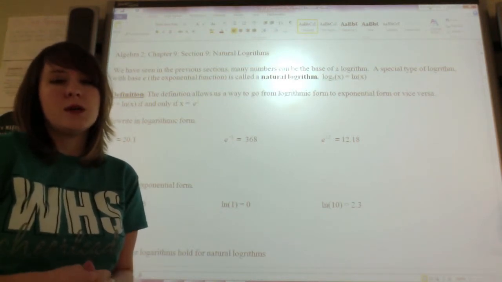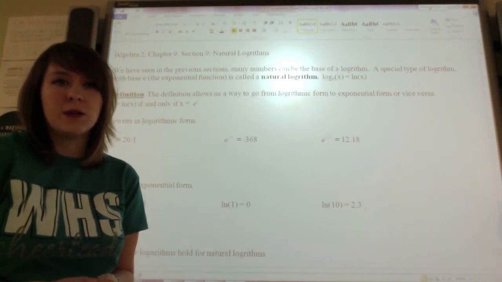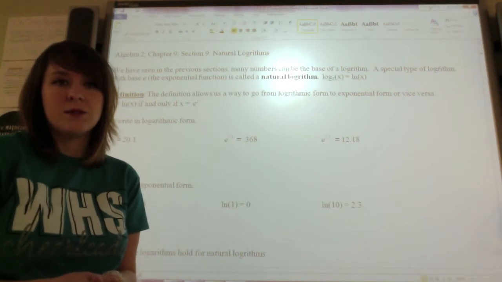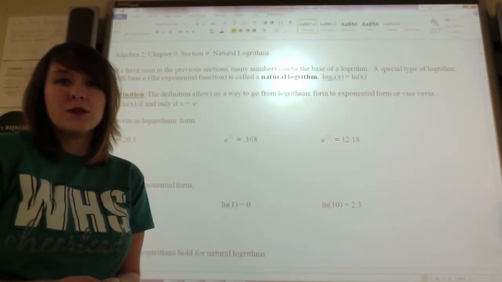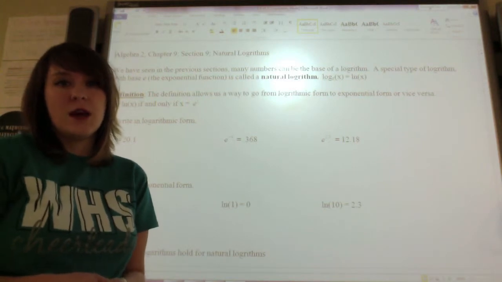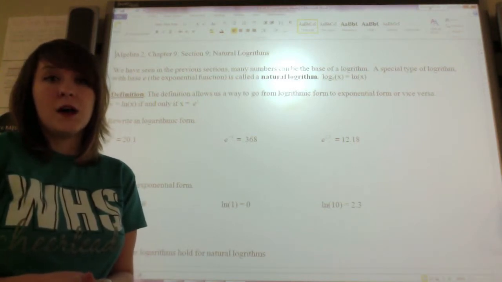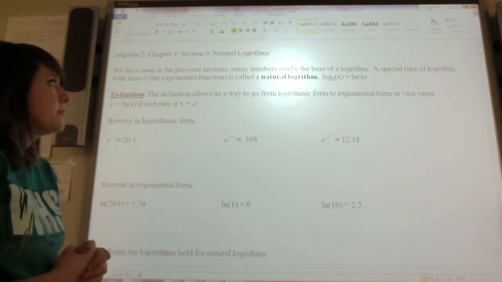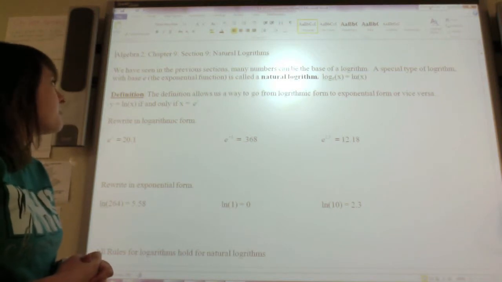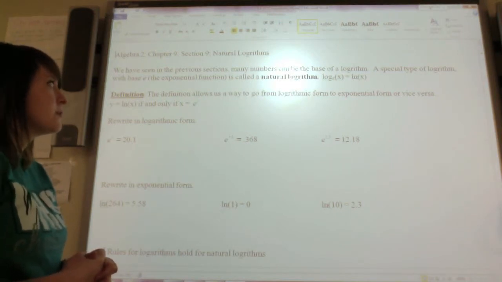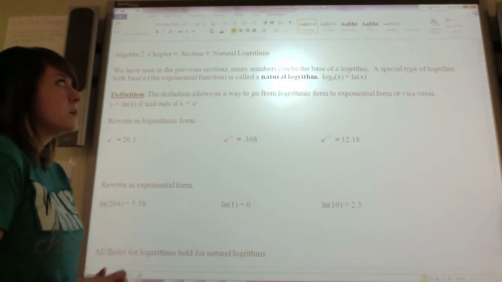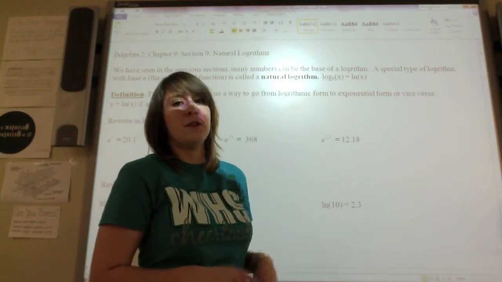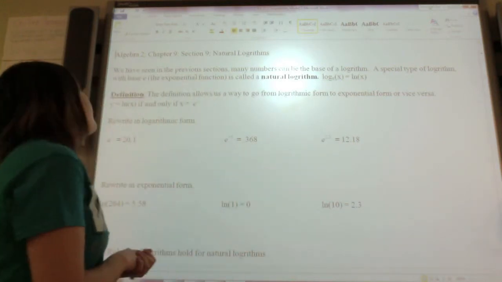So we've talked about the number e before when we did our compound interest formulas and our PERT formula, so P e to the rt. Remember, that was your continuous compounding formula. So we're using that same e value, and we're using that as a base for our logarithm. We've seen in the previous sections many numbers can be the base of a logarithm. A special type of logarithm with base e, which is for the exponential function, is called a natural logarithm. So log base e of x, instead we write ln of x. That ln stands for natural logarithm.